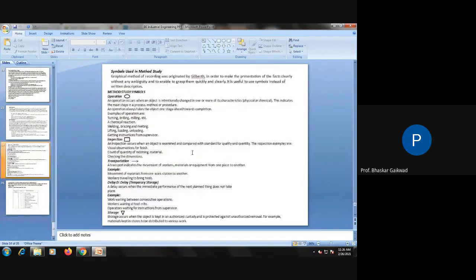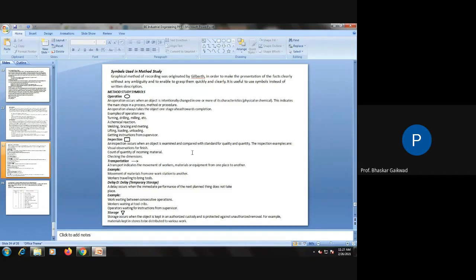See the symbols used in our operation process chart. While doing any operation, a circle is there. Inspection, a rectangle is there, transportation, an arrow is there, delay, D is there, and storage, a triangle is there. So five symbols we are using in method study for describing the present work or present method of doing.